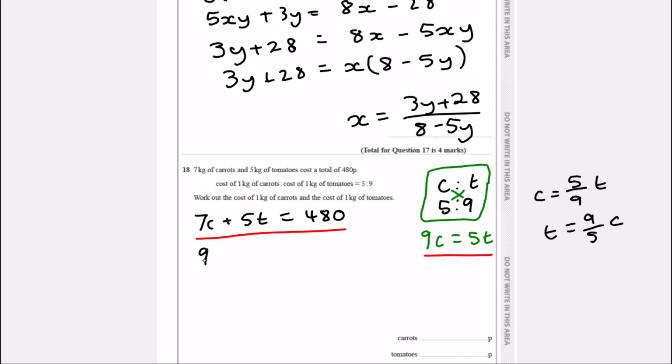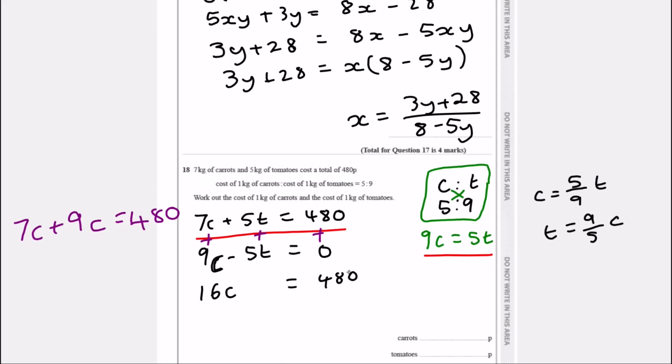That would look like this: 9c minus 5t equals 0. And then we could solve the simultaneous equations by adding them together. That works absolutely fine. Or we could have substituted in. We could have said 5t is 9c, so we can substitute in 9c for 5t, and we'd get exactly the same thing. So with either way, we end up with 16c equals 480.